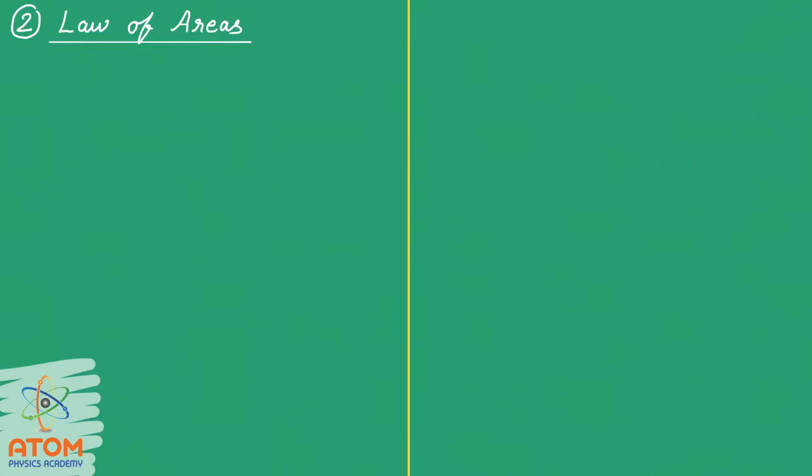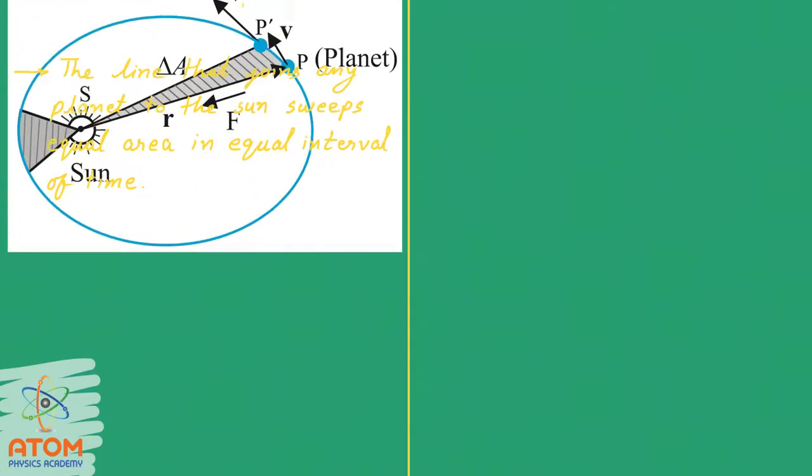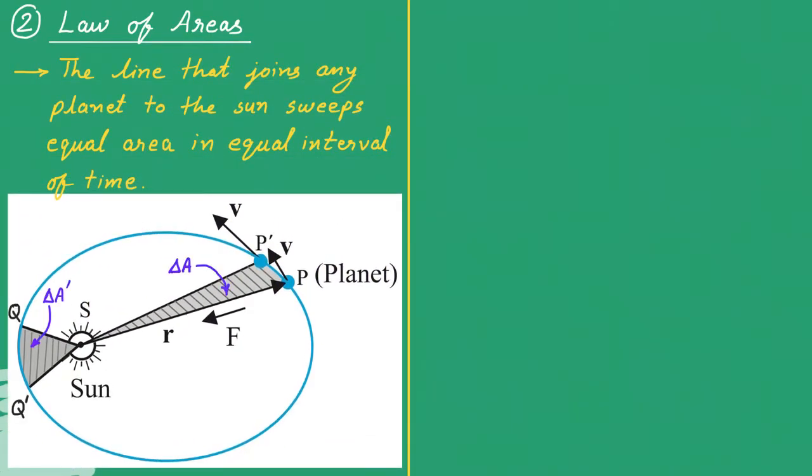Now let us see second law of Kepler, that is law of areas. The statement is like this: the line that joins any planet to the sun sweeps equal area in equal interval of time. Let me explain this with this figure here. You can see here is a planet moving in a elliptical shape and here at one of its foci this is sun, right? Now the line joining sun and planet is this one, SP. So when this planet moves on this orbit, the line joining sun and planet sweeps some area. You can see this is the area swept by the line joining sun and planet, that is this delta A.